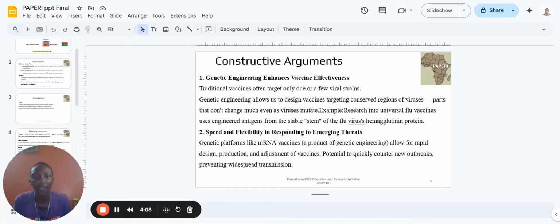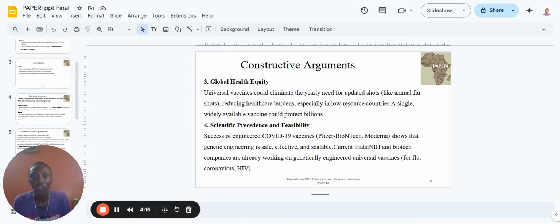The third reason we supported these vaccines was global health equity. By this we mean universal vaccines could eliminate the yearly need for updated shots like annual flu shots, reducing healthcare burdens, especially in low resource countries. A single widely available vaccine could as well protect billions.